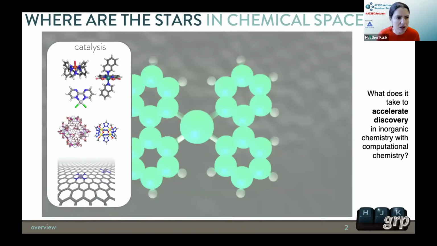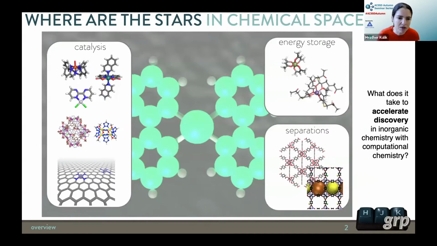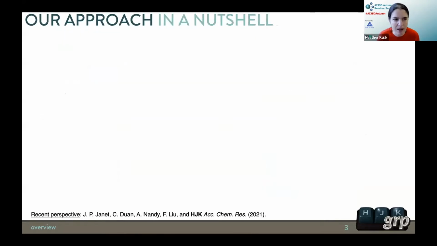And so the reason we should care about this is because these motifs keep showing up over and over again as some of the best atom economical and selective catalysts for conversion of abundant feedstocks into desired products. They're also prevalent in energy storage solutions and in the separation of toxic gases from air and so on with metal organic frameworks. And hopefully I'll touch upon all of these today.